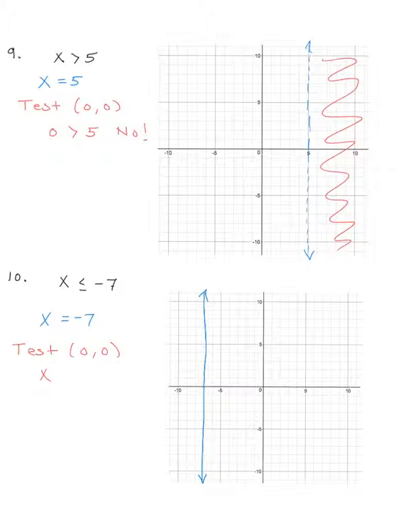For x is less than or equal to negative 7, 0 goes in place of x. Is that less than or equal to negative 7? The answer is no. So this time I'm not shading to the right. I'm shading to the left of this line, and those points represent the answer.